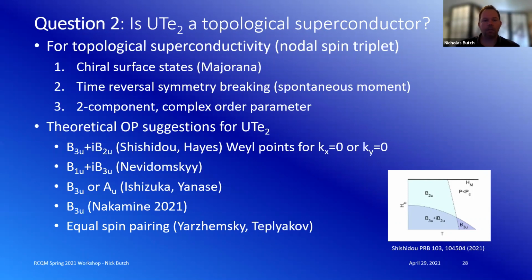You want chiral surface states, time reversal symmetry breaking, and a 2-component order parameter from which all this stuff comes. It's not entirely just an experimental exercise now. There have been many suggestions from theory regarding what kind of order parameters might actually be found in this material. I'm listing the ones that I believe are all topological in some sense, okay? And then at the bottom is just a little phase diagram from the Shishidu paper showing how the temperature and field dependence of a multi-component order parameter might look for a certain direction.